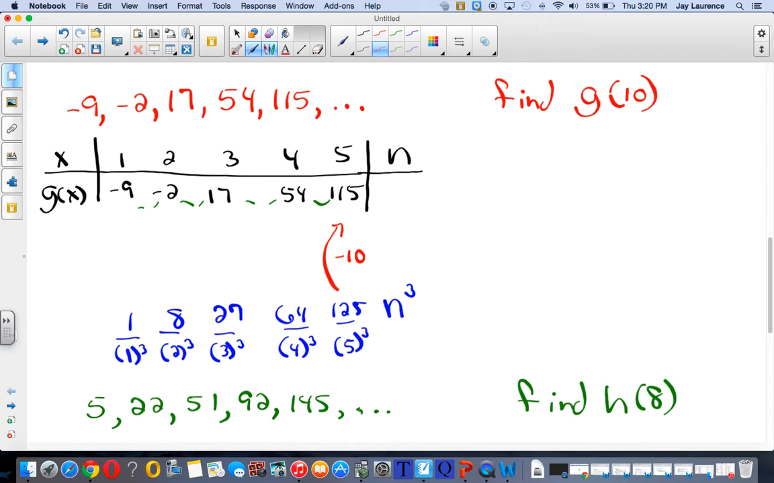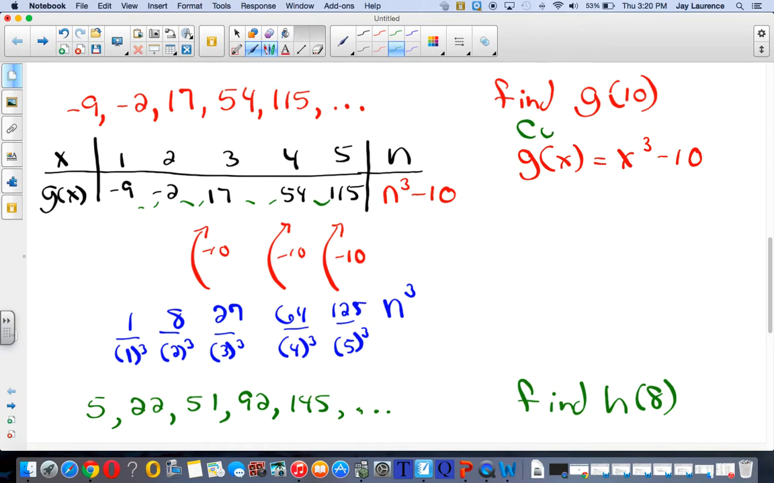I take away 10. 64 to 54, take away 10, take away 10 every single time. So the nth term will be n cubed minus 10. And therefore my function is g of x equals x cubed minus 10. Now I forgot to mention, write down anyway, that it is a cubic function. So there's what type of function it is.